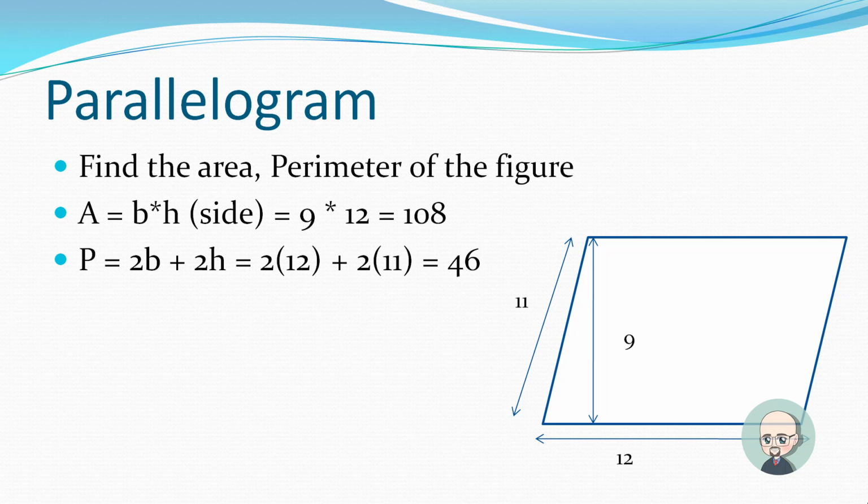Okay, so area equals base times height of the side, or 9 times 12, and that's 108. You see the 9 is that height, the 12 is the base. Perimeter equals 2 base plus 2 height, which is equal to 2 times 12 plus 2 times 11. Remember, the height of the side. That equals 46.